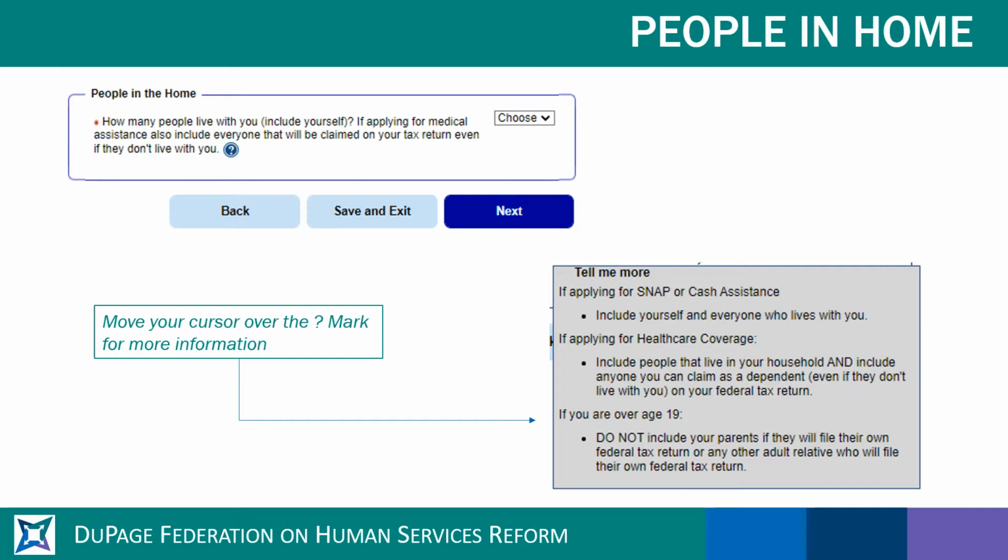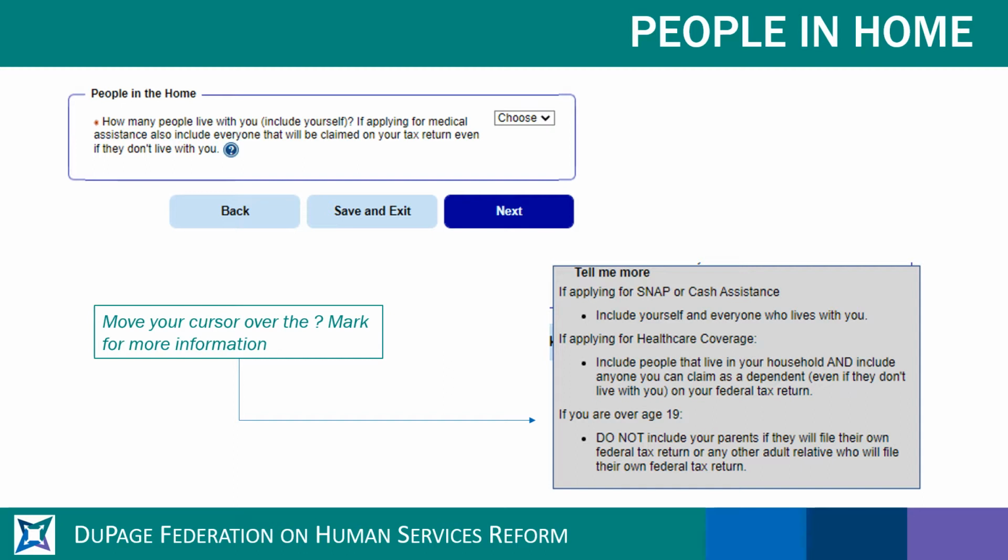And so that's a really helpful feature within the ABE application. If someone is applying for health coverage through the Medicaid program, it's important to include not only the people who live in the home, but anyone who might be claimed as a tax dependent on the person's tax return. If they're applying for SNAP or cash assistance, it's really important to include everyone who lives with them.